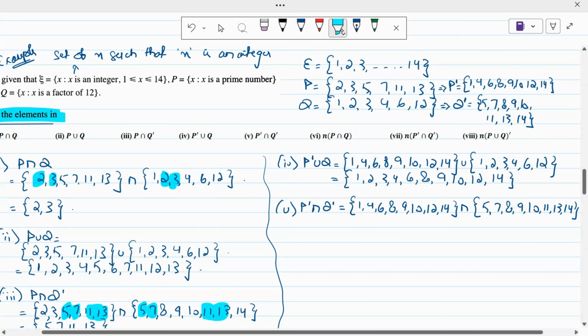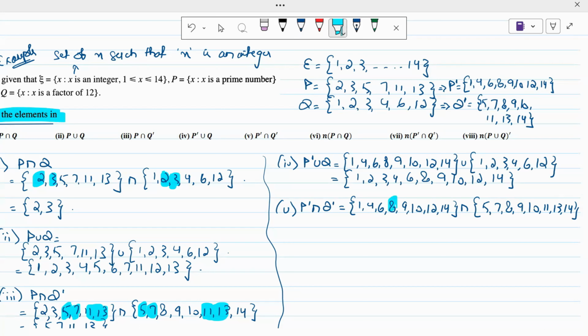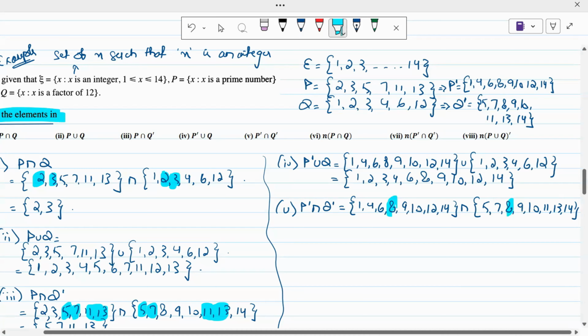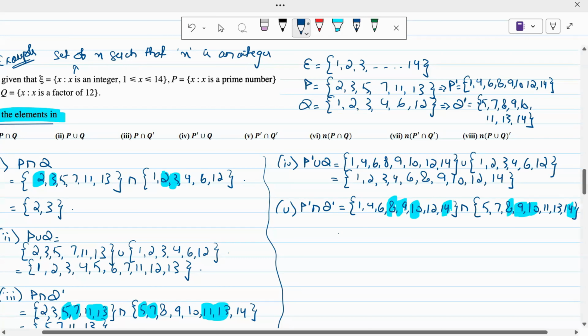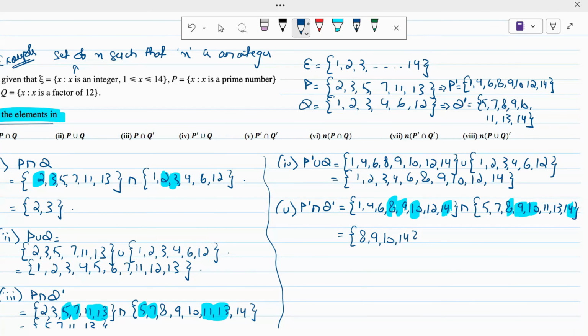Now you have to pick the common elements between the two sets. So the common elements of the two sets are 8, then we have 9 and 10 common, and we have 14 common. So 8, 9, 10, 14.